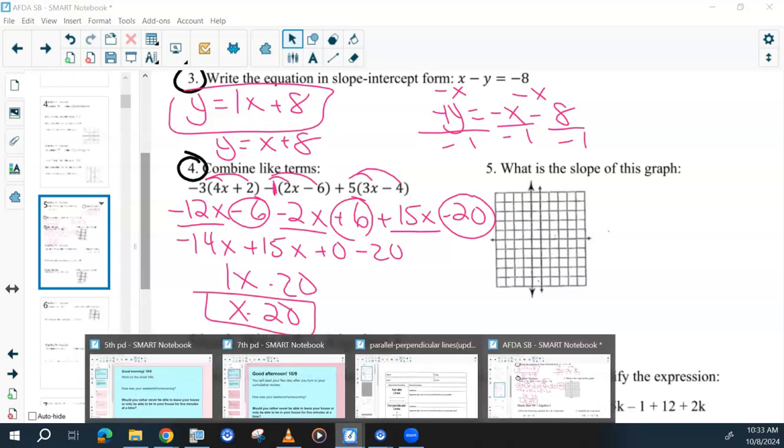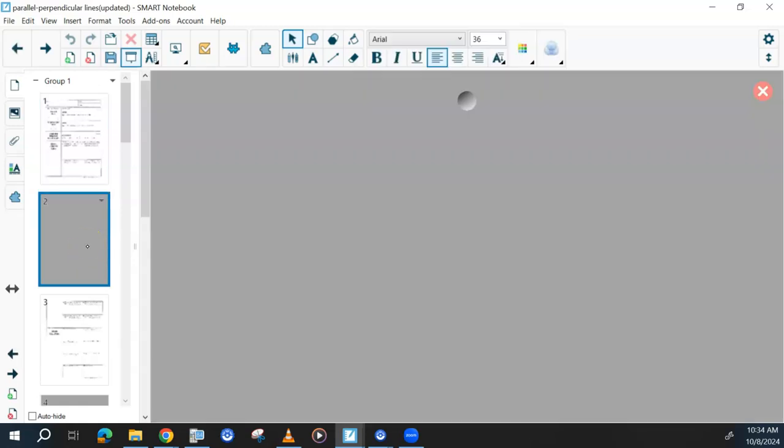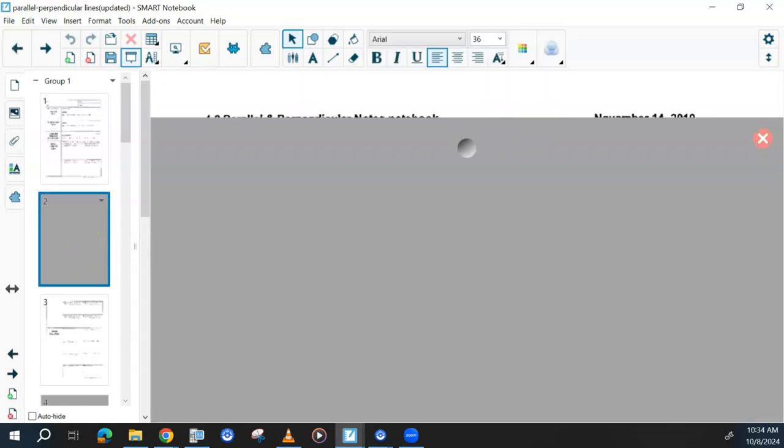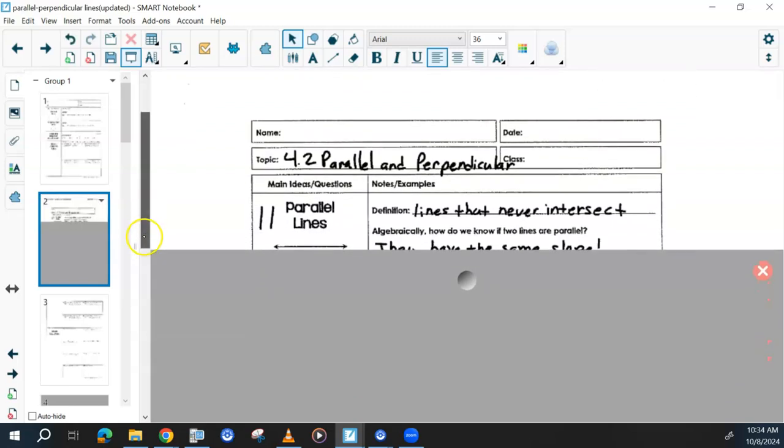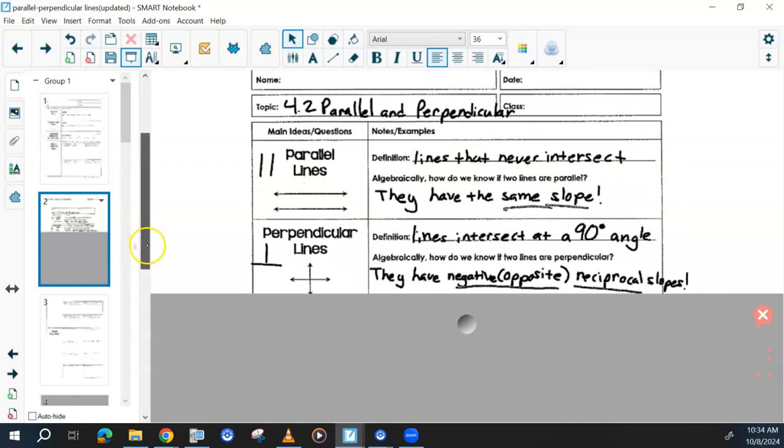Alright. So we're going to start notes on parallel and perpendicular lines today. I'm going to have you guys write this part down. If you can't see it, I will talk it out loud, but I can also rewrite it if we need to.